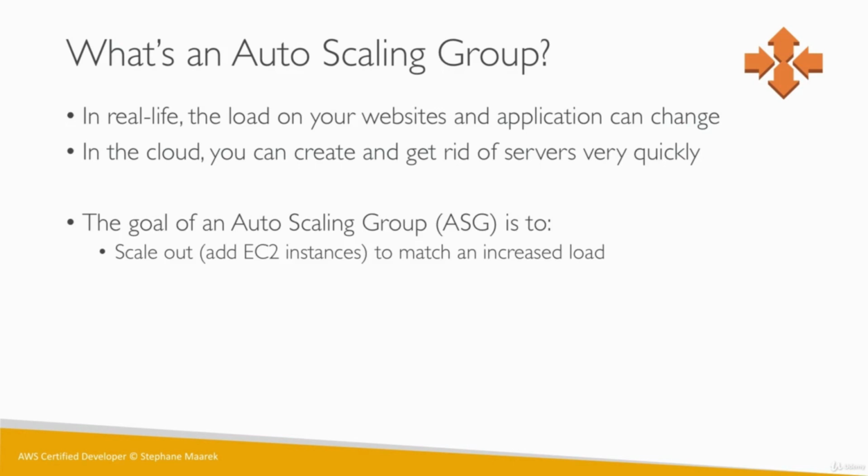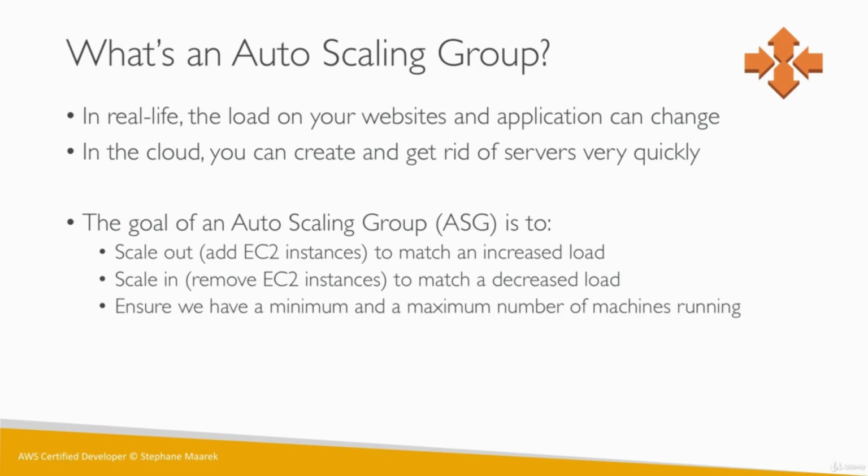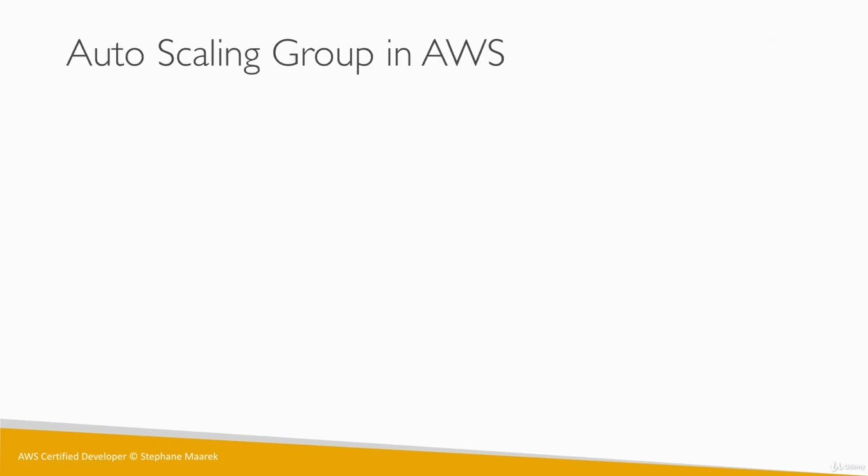That means adding EC2 instances to match an increased load, but also scaling in, which means removing EC2 instances to match a decreased load. Then finally, we can ensure that the number of EC2 instances can only grow to a certain amount or decrease to a certain amount. This is where we can define a minimum and a maximum number of machines running in an ASG. We can also have a super cool feature of the ASG, which is to automatically register new instances to a load balancer. In the previous lecture, we registered instances manually, but obviously there's always some kind of automation we can do.